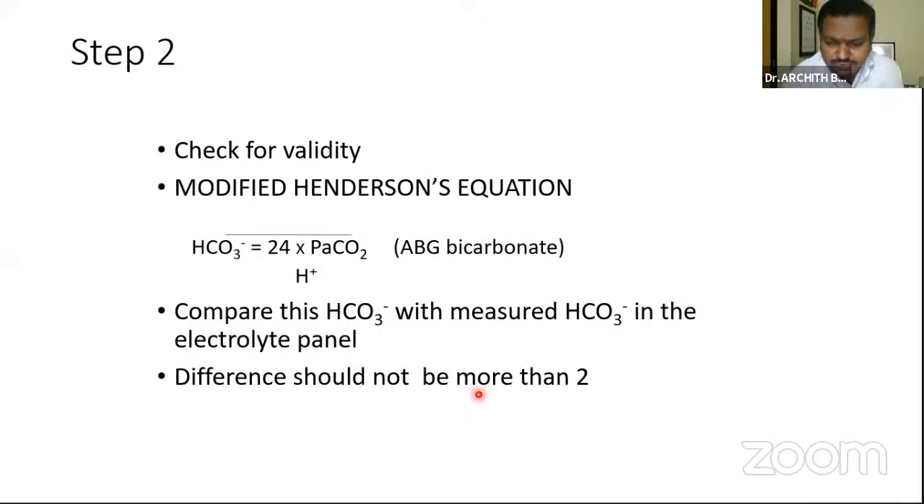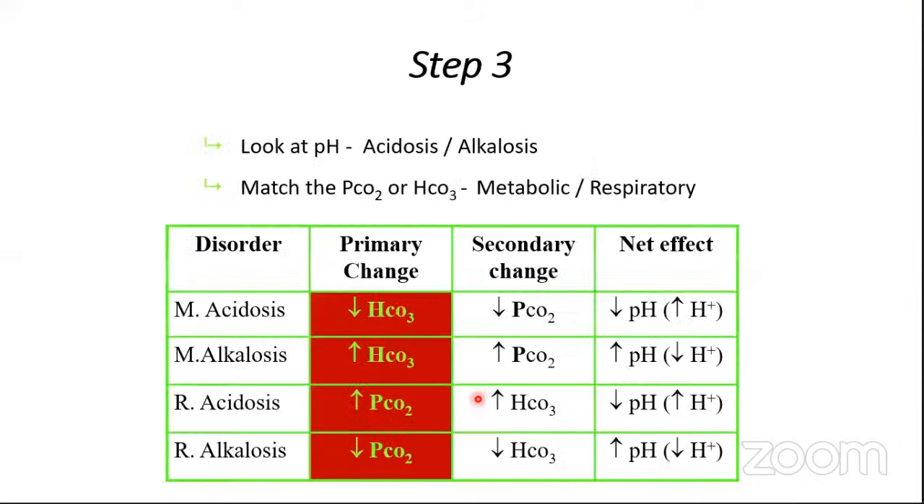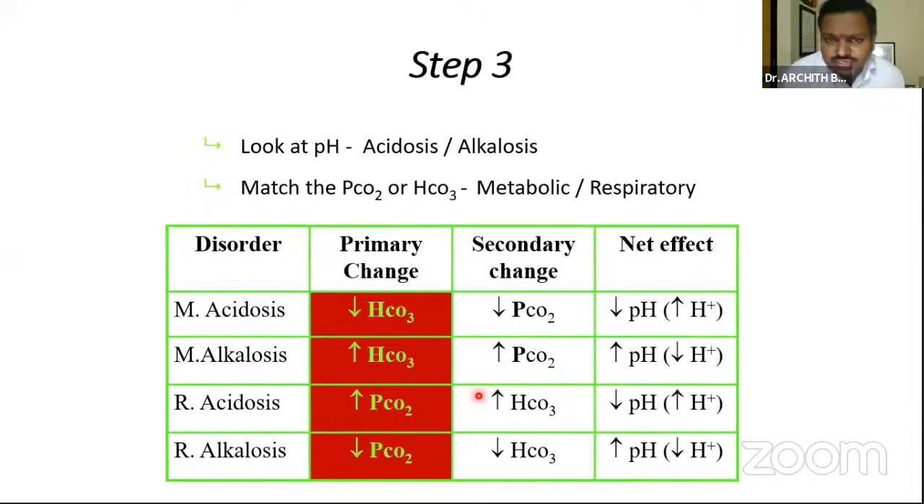Check for validity, I won't go into this. We'll simply go on. Now, first of all, look at the pH to see whether it is an acidosis or an alkalosis. If the pH is lower, then we know it is acidosis. Once you see the pH is lower, look at bicarbonate and PCO2. If the bicarbonate is lower and the pH is lower, then we know it's a metabolic problem. If the PCO2 is higher and the pH is lower, then it is respiratory. So you'll have to look for the combination that could occur.